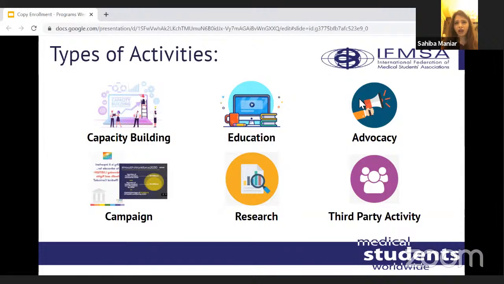Research. Unfortunately, it's not a very well explored section of activities, but we really wish we get more enrollments in the field of research. Obviously, research is identifying the cause of issues and also understanding its impact after the activity. So we really request you, if you have any research activities, please do enroll them in that field as well. And lastly, the most rare kind of activity is a third-party activity, which you do in collaboration with a third party, or an NGO, or a government, or a university, an external party per se.